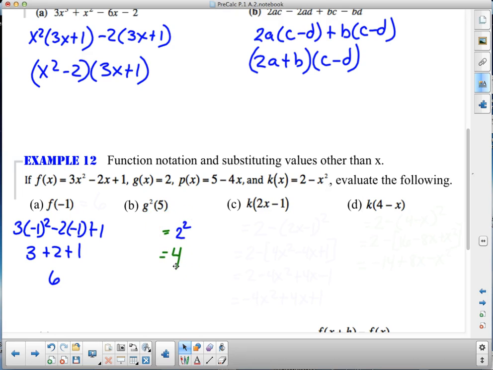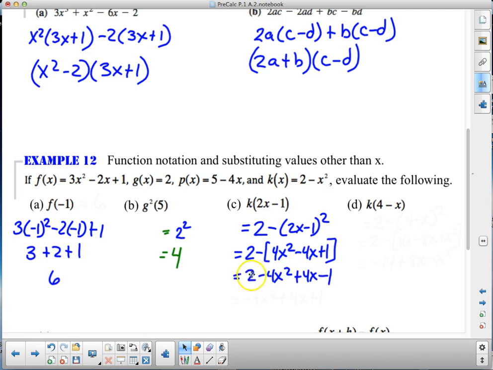Here, because it's a constant, I'm just going to square the 2, and I'm going to get 4. On this next one, I've got k, which is 2 minus x squared. So I'm plugging in for wherever I see x here, 2x minus 1. So 2x minus 1 went in for x squared. And now I just evaluate and combine like terms, so simplification. So 2 minus 4x squared minus 4x plus 1. I've got to distribute the negative, and now this is going to be positive 1 at the end. Oops.